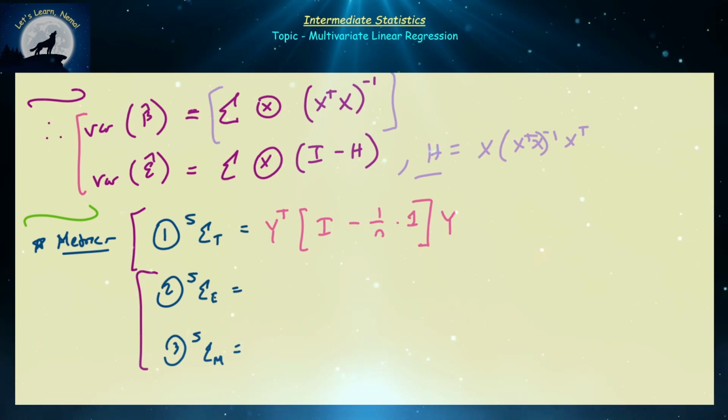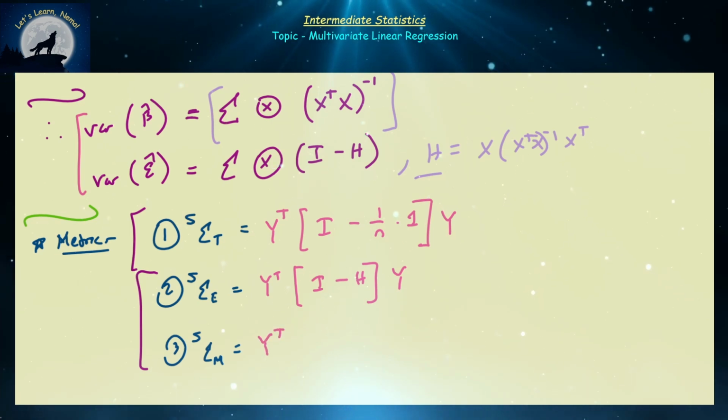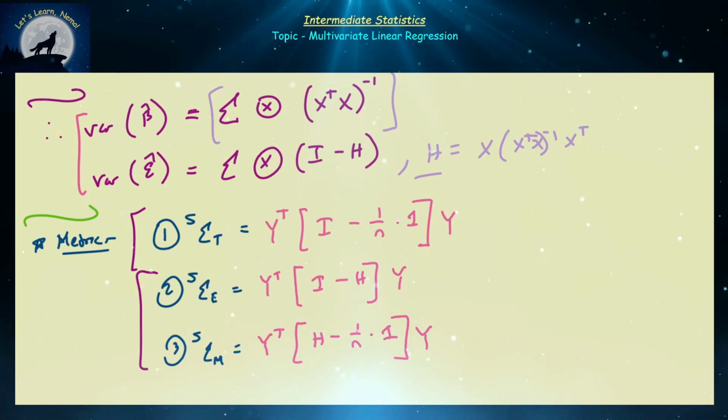So for the S sigma E matrix, you're going to also have Y transpose times another matrix, I minus your hat matrix, times your Y at the end. And then we're going to have Y transpose times your hat matrix minus 1 over n times our 1 matrix, and that's going to be multiplied by your matrix 1. Actually, what I want to do is put a little hat underneath to emphasize that that is actually a matrix, else you won't be able to subtract it from I and H.